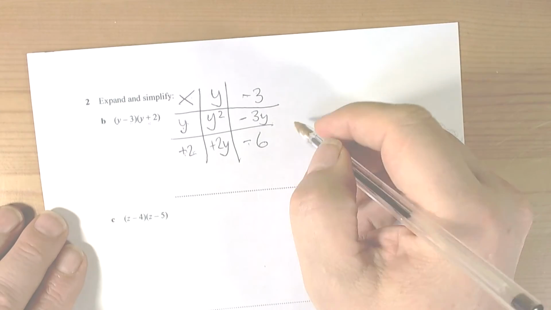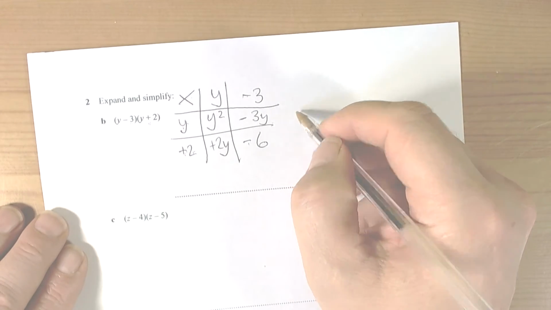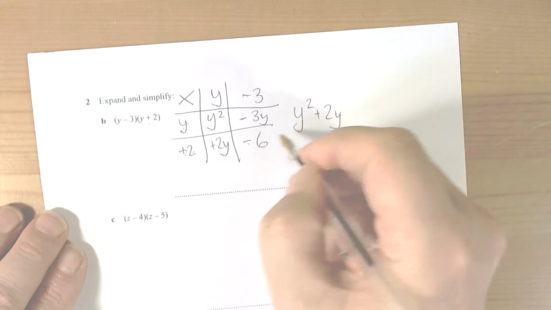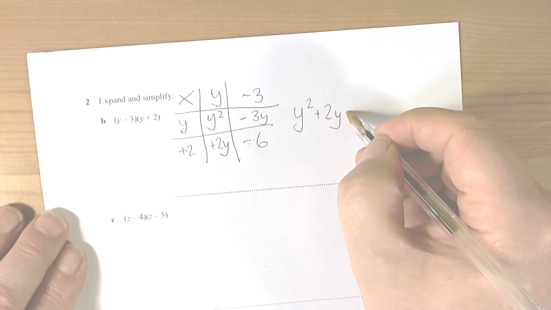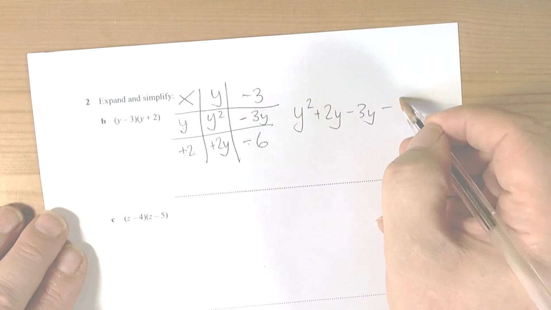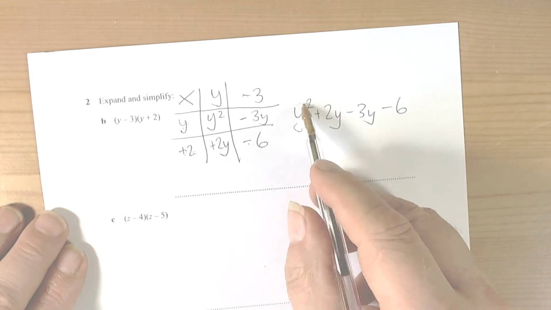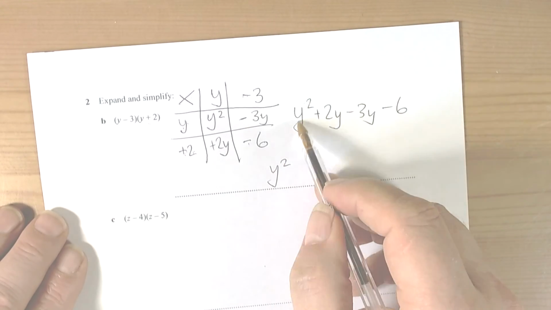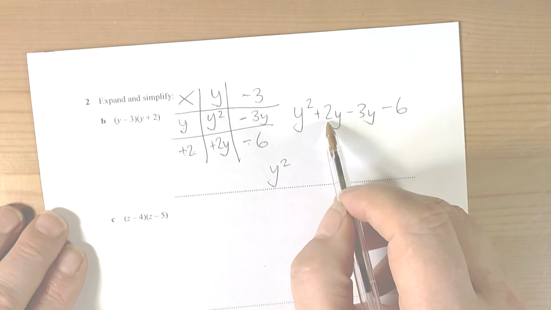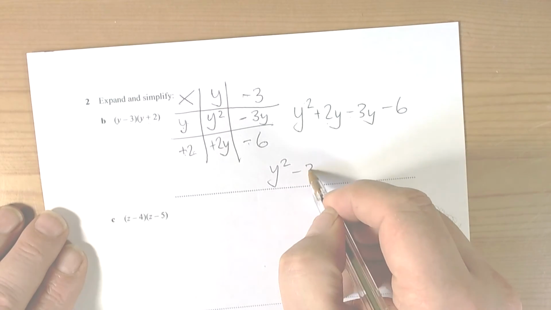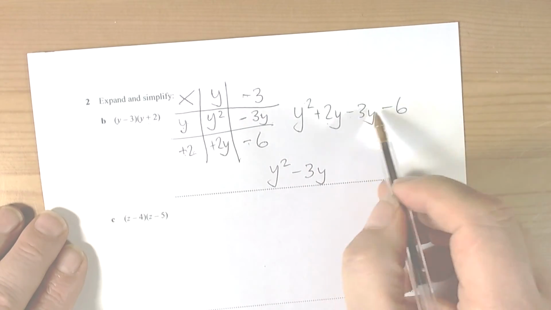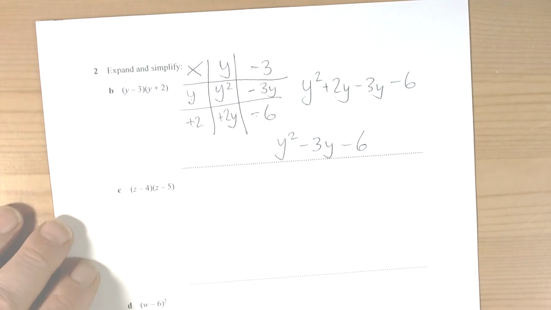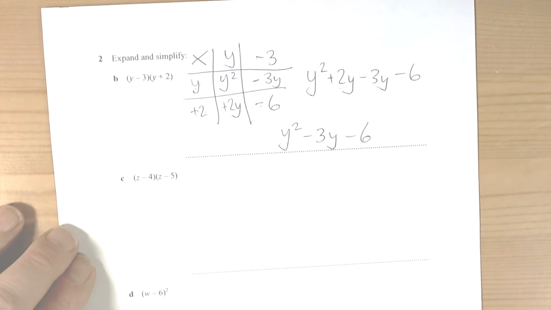Again, with all these expressions, I must simplify, so I bring my like terms together. So if I write out all my boxes, I've got y squared plus 2y, take away 3y's, take away 6. Here I can see that I've got no more y squareds to simplify, so I'll still have that single y squared at the beginning. Then I've got 2y's, take away 3y's, which is negative 3y, and then I've got take away 6 on the end. So that's a reminder about how to expand those.